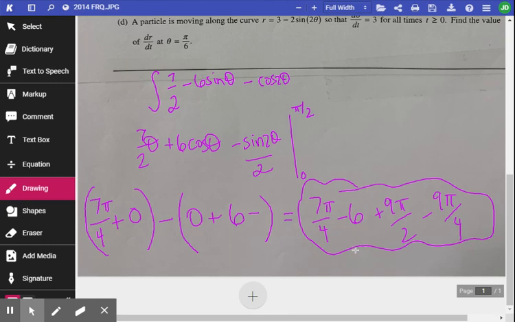Put that all together. I really don't want to, but we will. Let's change this to a 4 and change this to an 18 so we have the same denominator. So 7 plus 18 is 25. 25 minus 9 is 16. So we have 16 pi over 4, which would be 4 pi minus 6. That's what I get as my final answer. Hopefully I'm right. Who knows? It's really a crapshoot at this point.